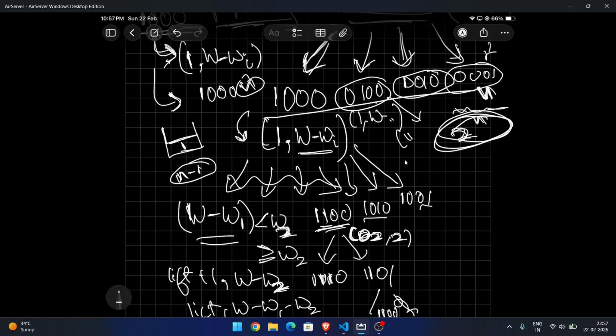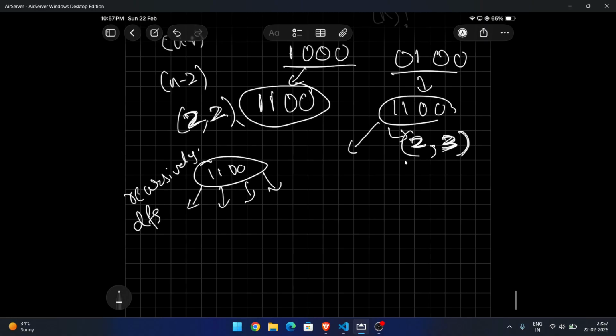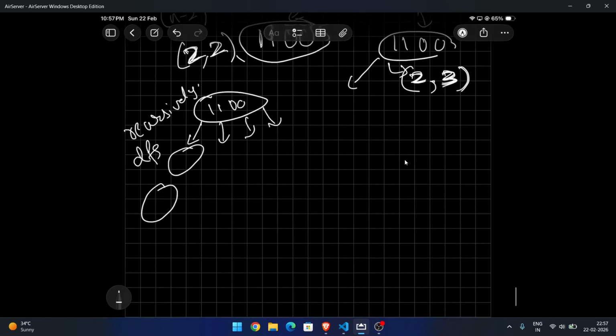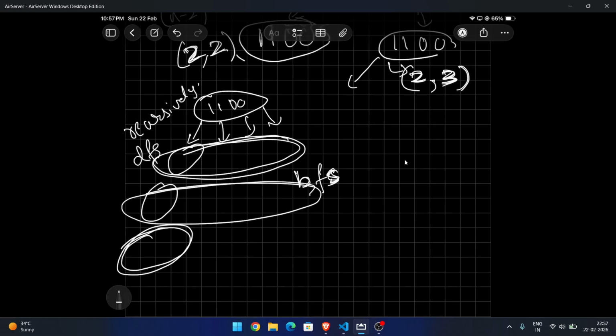What I'm saying is that what we were doing recursively, you can call it DFS. We were first looking down one branch till the end. But what if we do BFS? So what is BFS? BFS is breadth first search. So we would find the answer for this level, then this level, then this level.